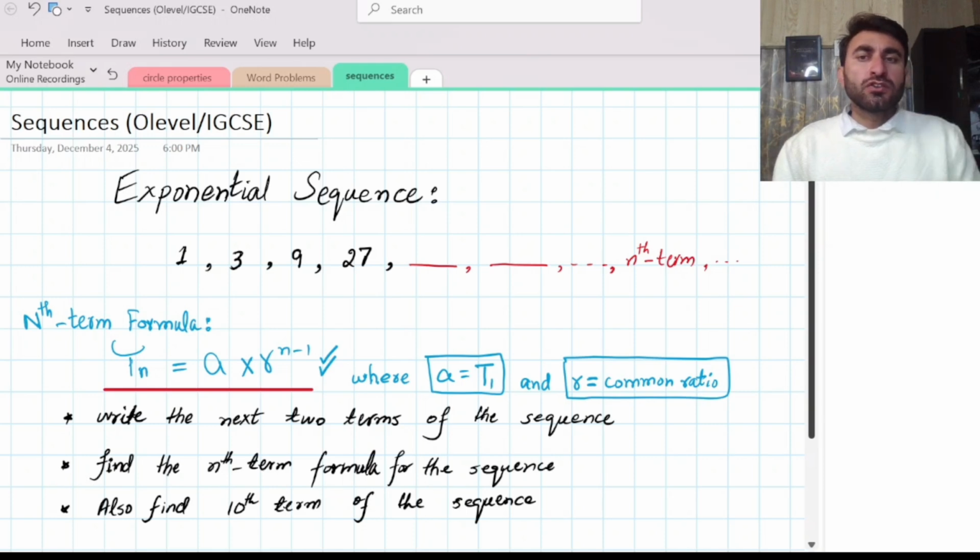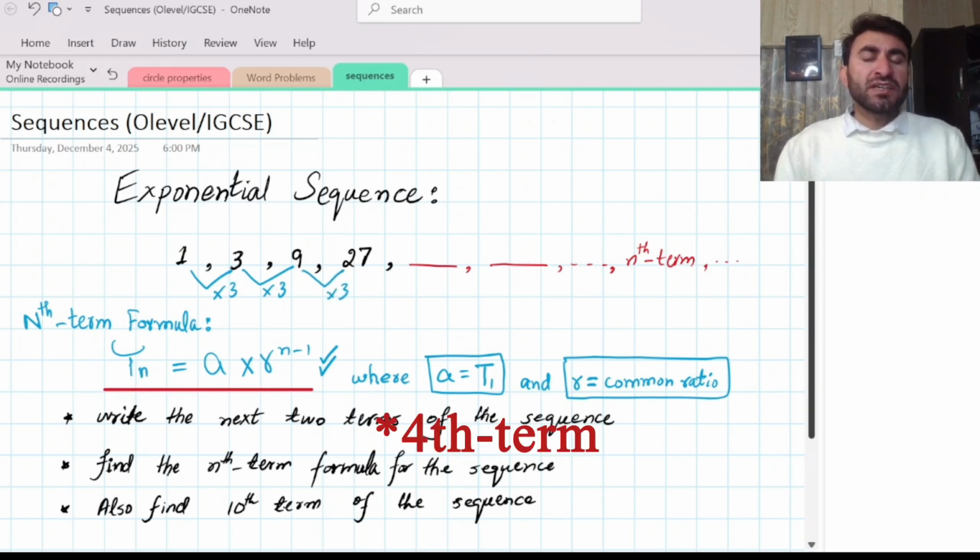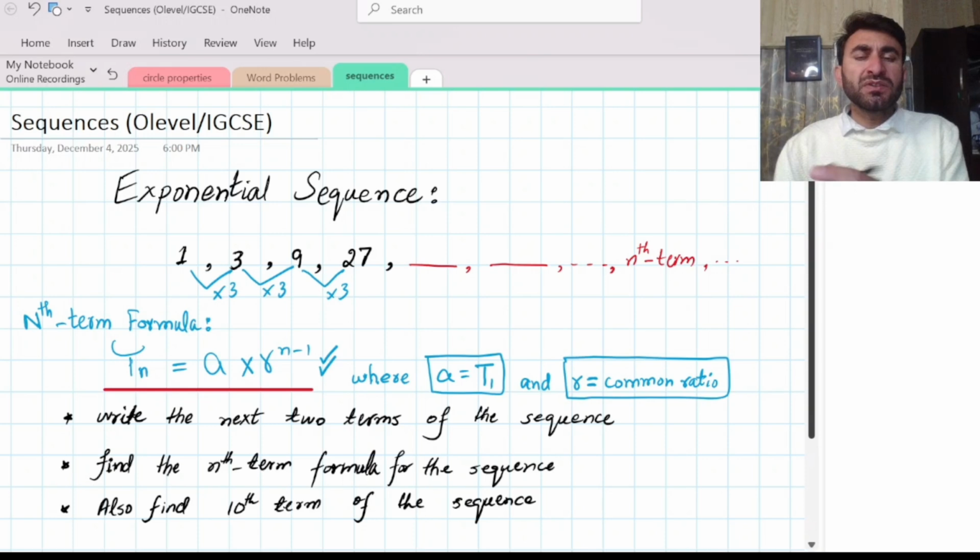I see if I multiply 1 by 3, it becomes the second term. When we multiply 3 by 3, it becomes the third term. And when we multiply 9 by 3, it becomes the fourth term. So we can see the term to term rule for this sequence is multiply by 3. So it is an exponential sequence.